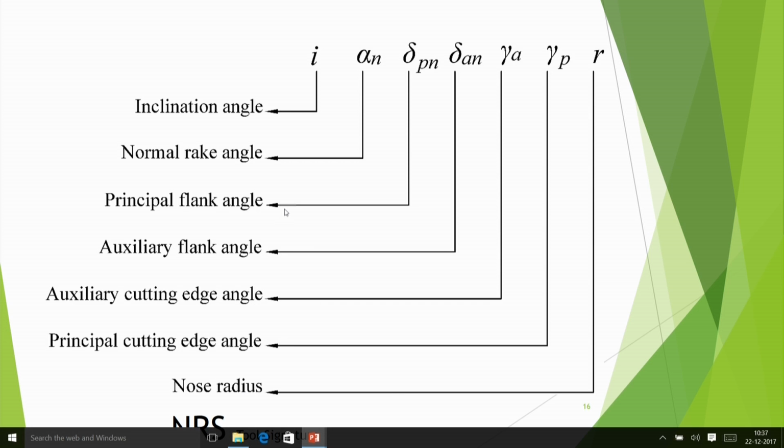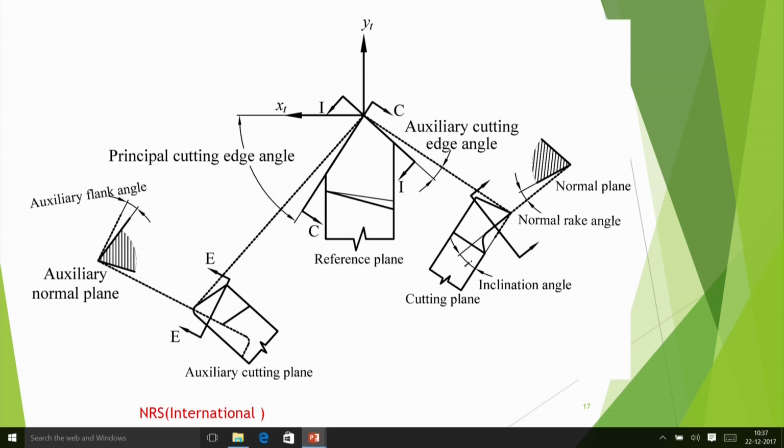In the normal rake system, you have got inclination angle, then you have got normal rake angle, then you have got principal flank angle or relief angle, and then you have got auxiliary flank angle, then we have got auxiliary cutting edge angle, and then we have got principal cutting edge angle, and then we have got nose radius. Nose radius is also there. So this one we have already shown, and this one we now have to understand in this diagram.